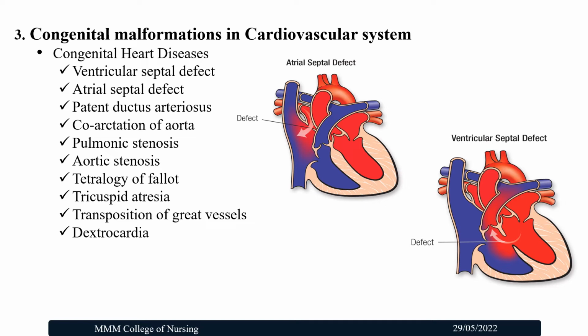Atrial septal defect is an abnormal opening between the right and the left atrium. And the ventricular septal defect is also an abnormal opening between the right and the left ventricles.